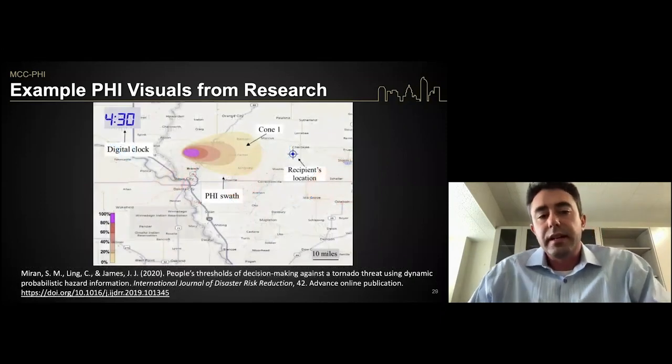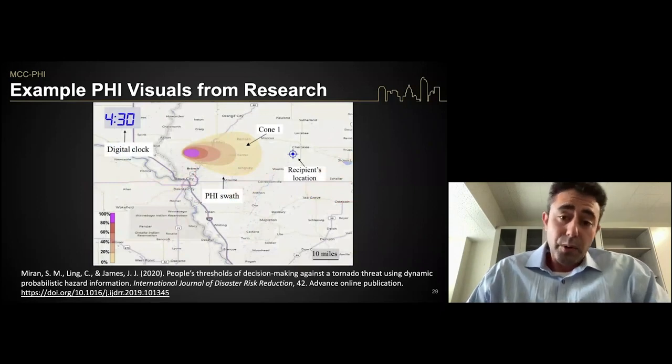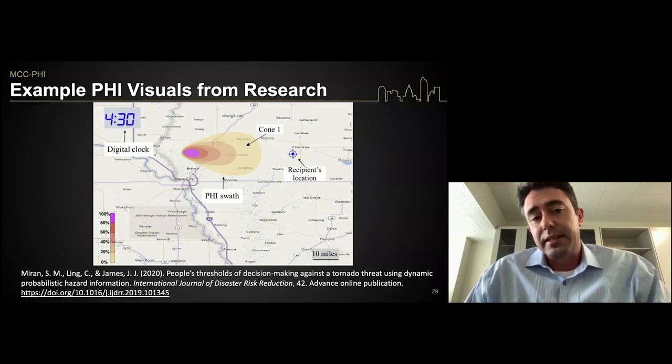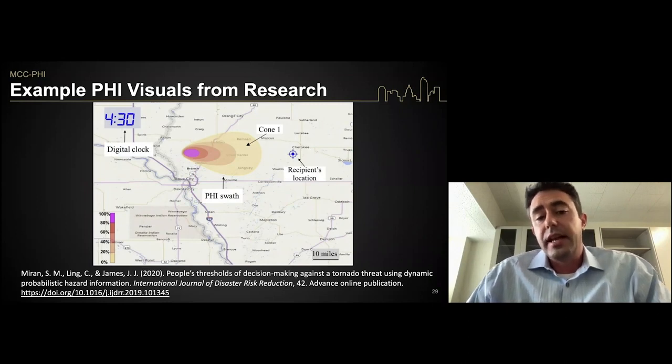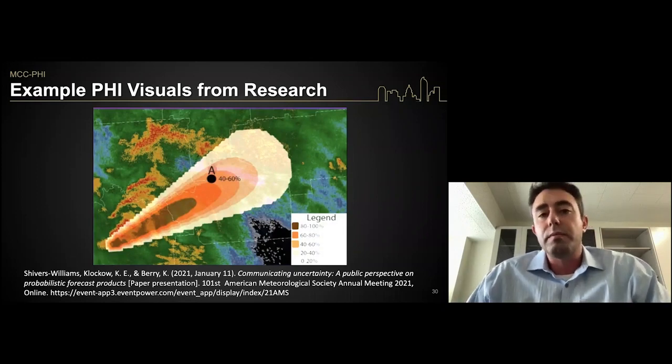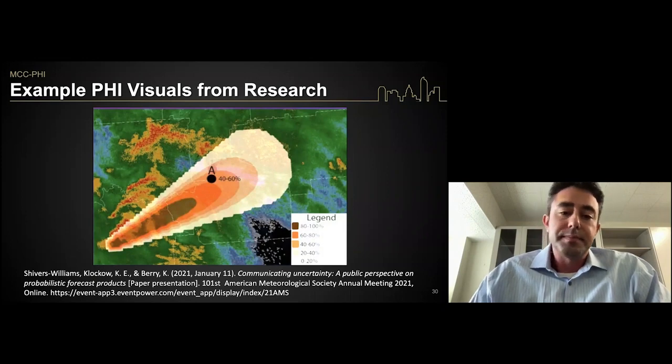This is a similar study, but in this case, the FEE swath actually moves towards the recipient's location. And you can see here's a digital clock. And the recipient can see how much time to impact the tornado has in their location and in which FEE swath they might be found at that time. This is a study by Miron et al. This is a similar study by Shivers-Williams et al., and they looked at different combinations of maps, background radar images, FEE plumes, and the colors for FEE plumes, one's location, and how you rendered this with labels. And they looked at these different combinations to see what would maximize the outcomes.